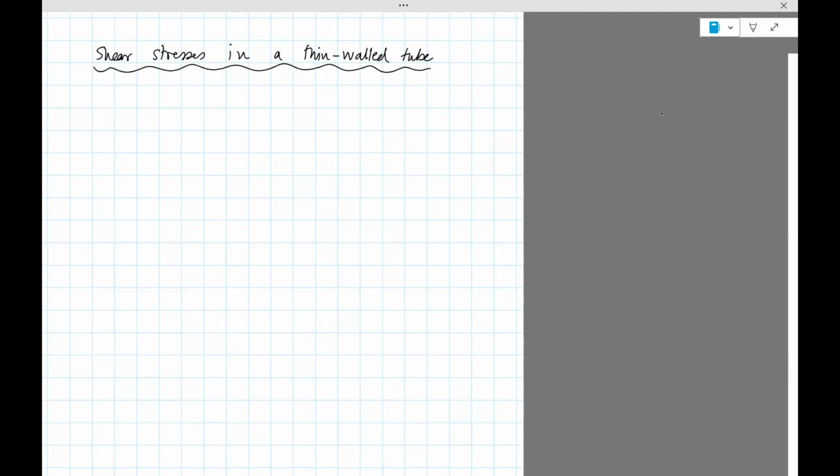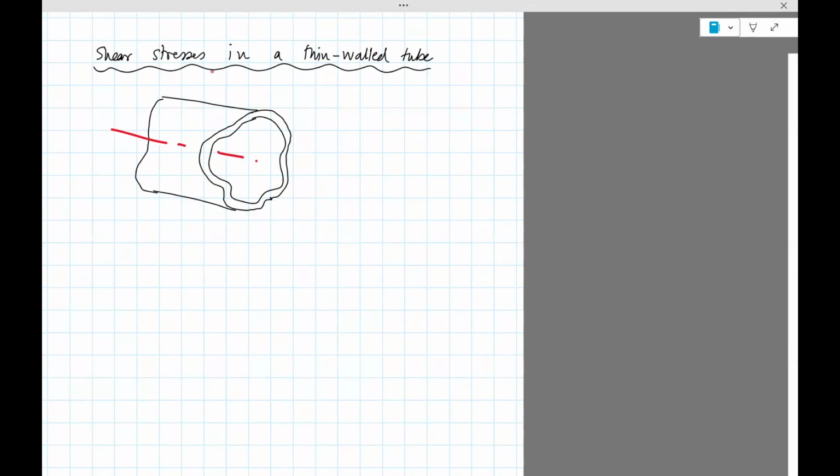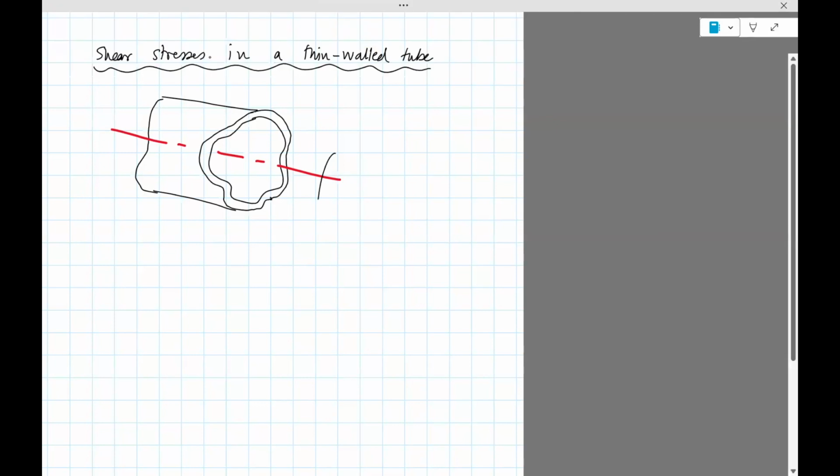Yes, so we are looking at some tube. This doesn't have to be circular, but just some contour, which is a very thin tube. Okay, and I'll tell you what thin really means here in just a bit. So let's assume that this is the axis, and we are only looking at torques.